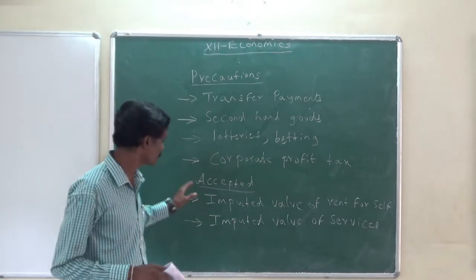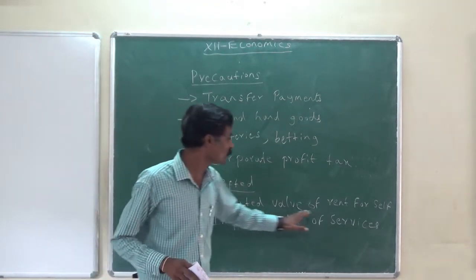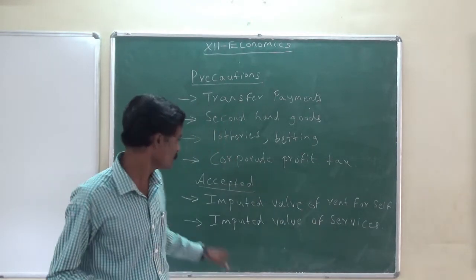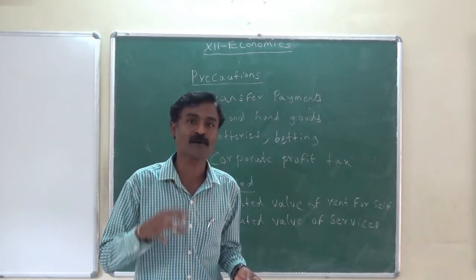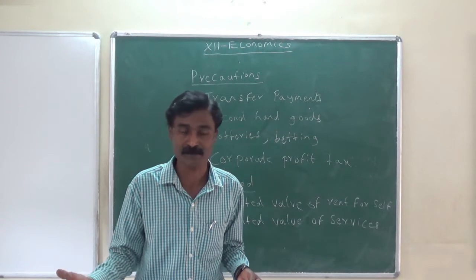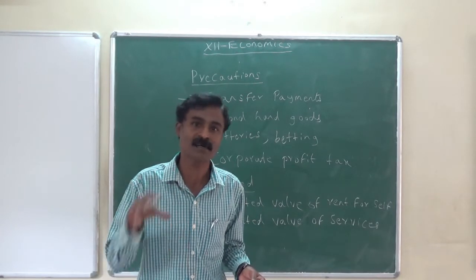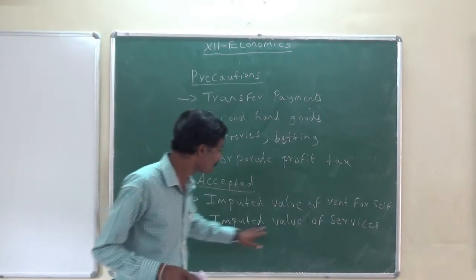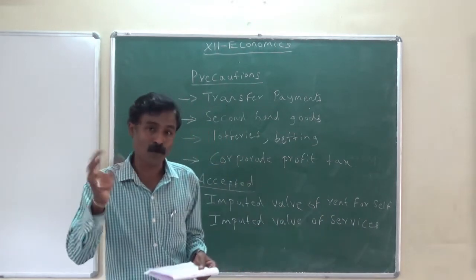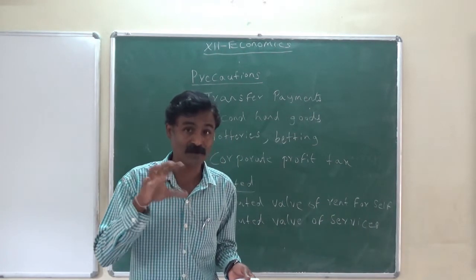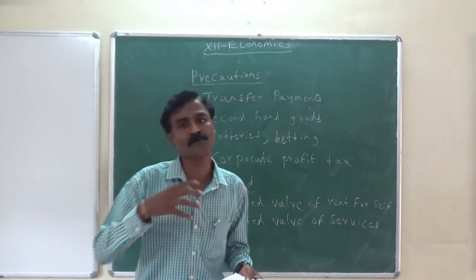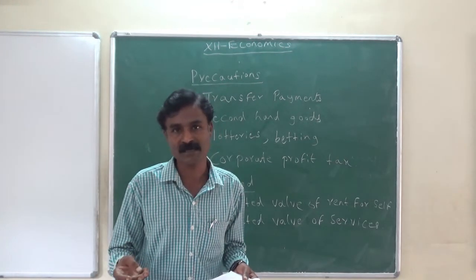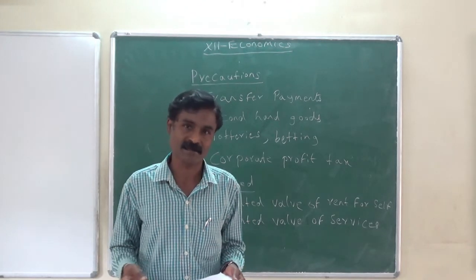Some of the things which can be accepted are the imputed value of rent. That means I have a house, and I use the house myself for an office or for business purposes. That I can include in the national income. And the next is the imputed value of services. Whichever house I use for myself, I can run my own family business like pottery, goldsmith, etc.